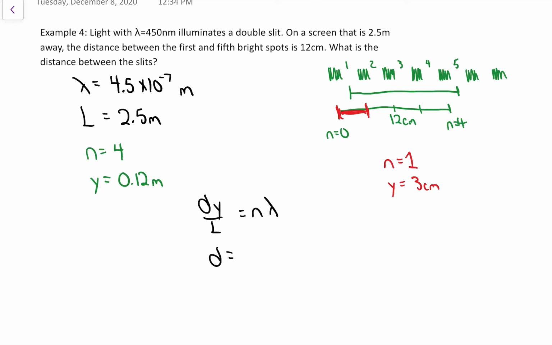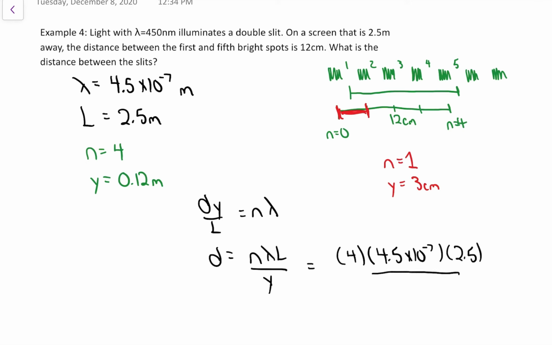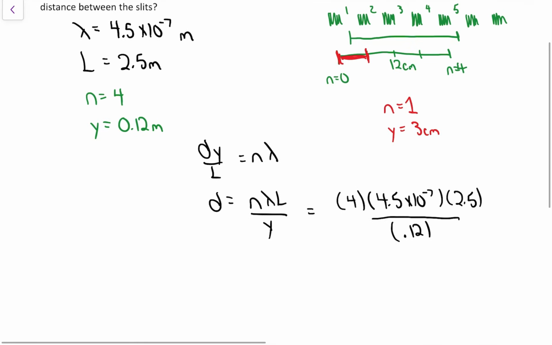In this equation, we know everything but the d. I'm going to flip things around this time. So we've got n times lambda times L, and y gets flipped to the denominator. Our n was 4, our lambda was 4.5, L was 2.5, and the y for when I'm using 4 was the 12 centimeters.